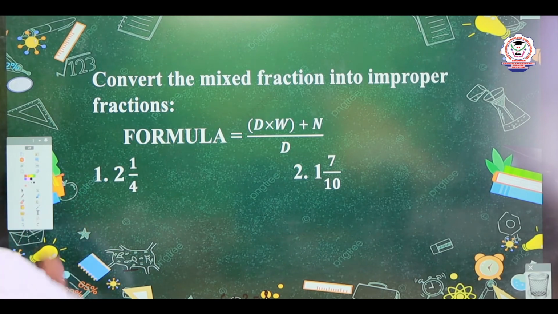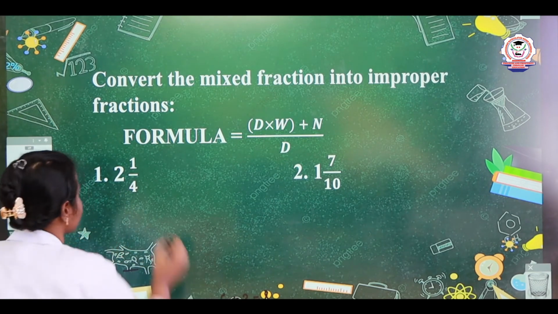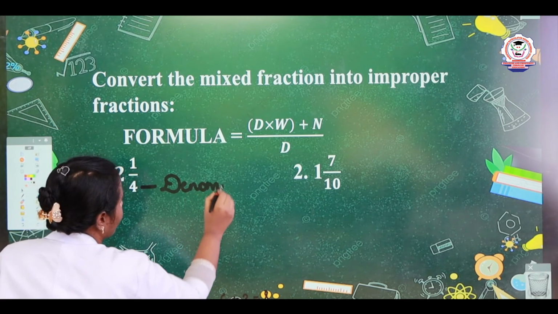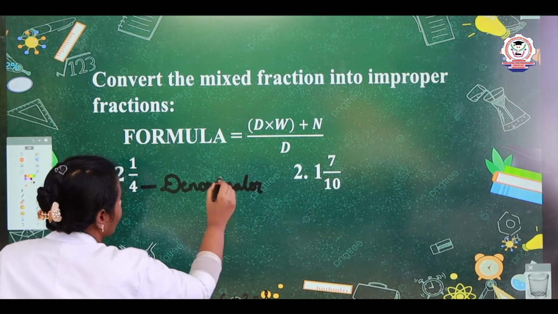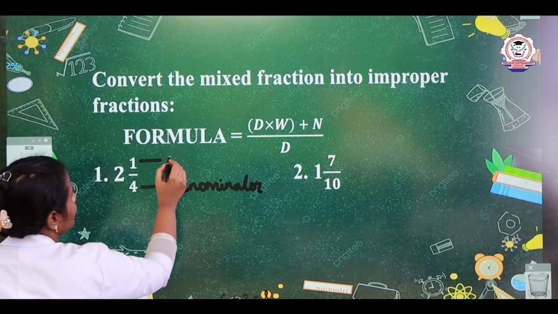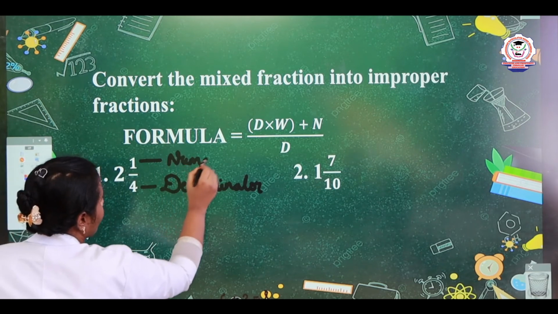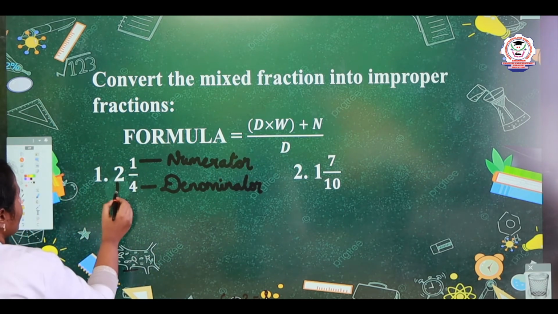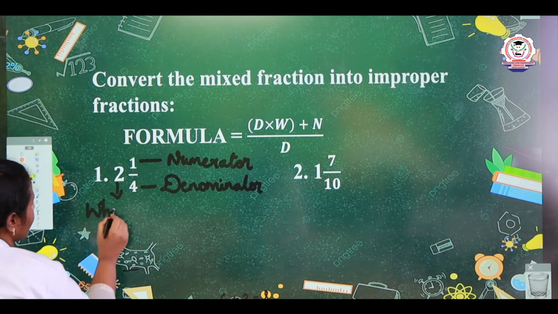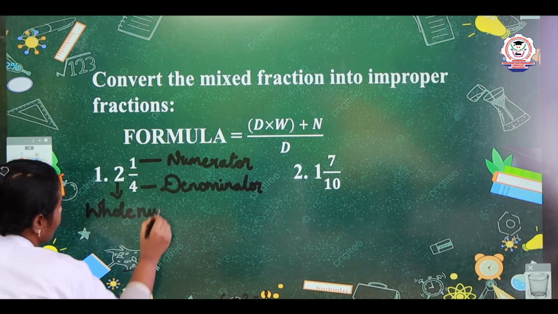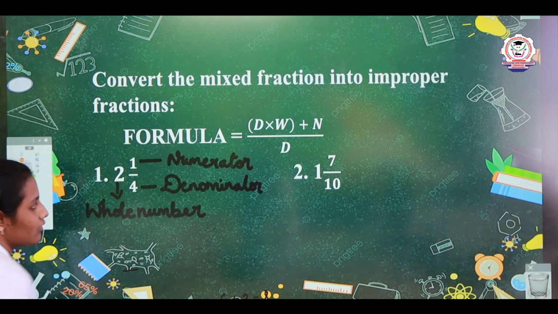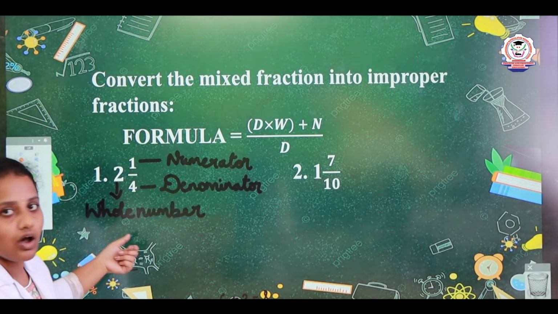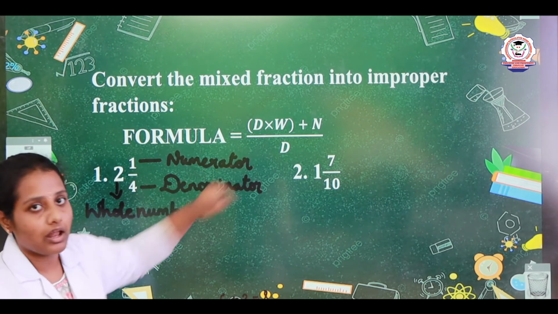Now we will do this sum, my dear. Which is the denominator here? Yes, the 4 is the denominator. The 1 is the numerator. And the 2 is the whole number. Now see here, my dear, the 4 is the denominator, the 1 is the numerator and the 2 is the whole number. We will substitute these in this formula.